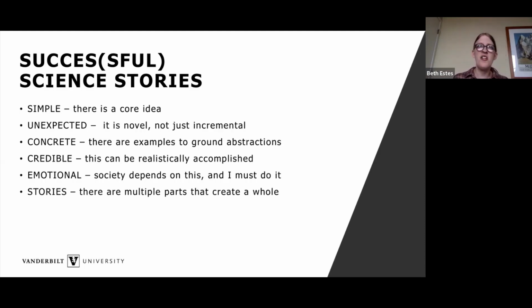And then finally, successful stories are ultimately stories. So they do have these pieces that make up a whole. They're not just a regurgitation of data. There is a narrative arc that we're trying to tell.